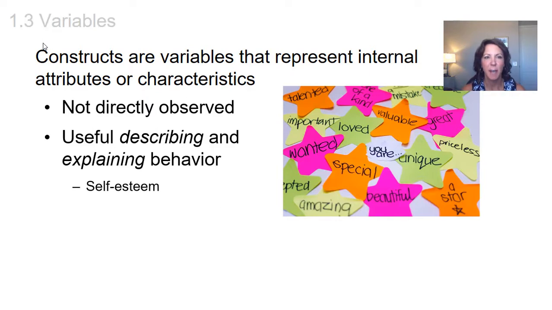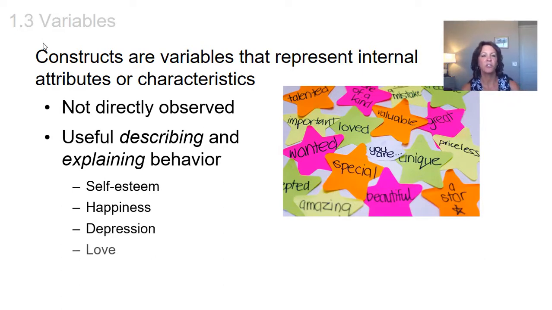So here's an example of a construct, self-esteem. Can't directly measure it. We have an idea of what it is. Happiness. Can't really put a finger on happiness. We know what it is. It's a construct. Depression is a construct. Love is a construct. These are all things that we can't pin down with an observable measurement necessarily as they are.